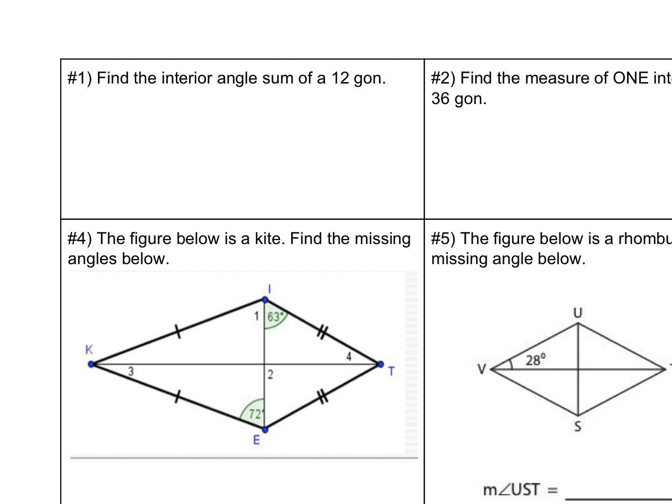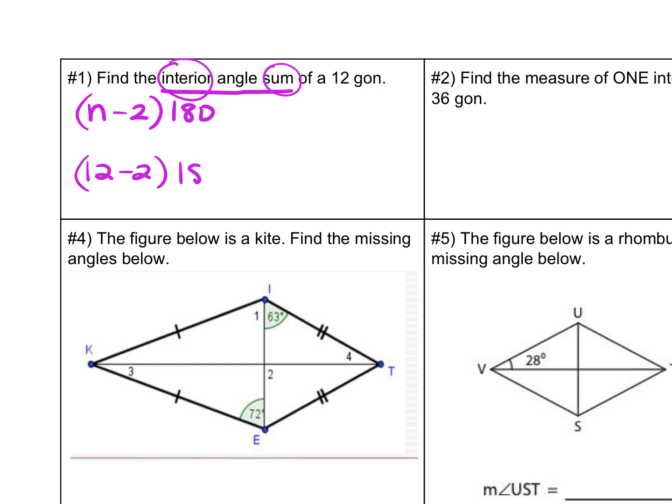So remember I said words matter? Were you going to give me an answer or do you have a question? I was going to try to solve. Okay, so an interior angle sum. These are your 2 keywords here. What formula are you going to use, Nick? 12 minus 2 times 360. Oh, 180. So here's the formula, right? N minus 2 times 180. So if this is a 12-gon, then you're going to plug in 12 minus 2 times 180. What do you get?